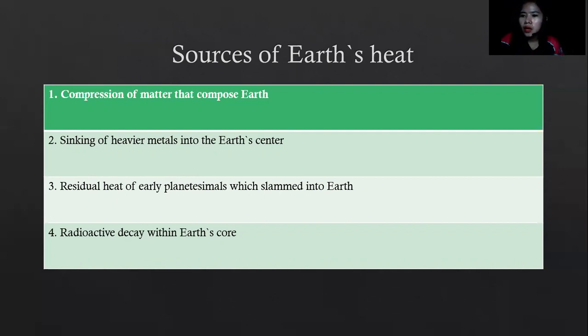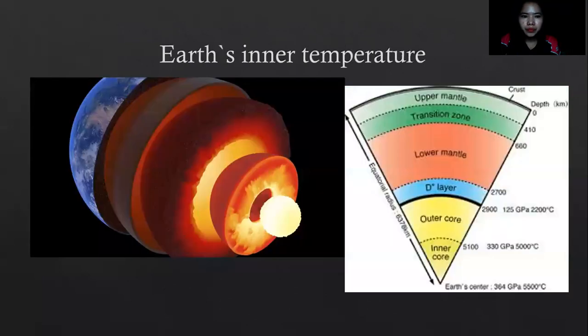Everything that made up our planet also gives heat to the Earth's core. And the fourth is radioactive decay within the Earth's core. Everything present in our core also gives heat to our planet. Alpha, beta, and gamma decay help with the decay within the Earth's core.